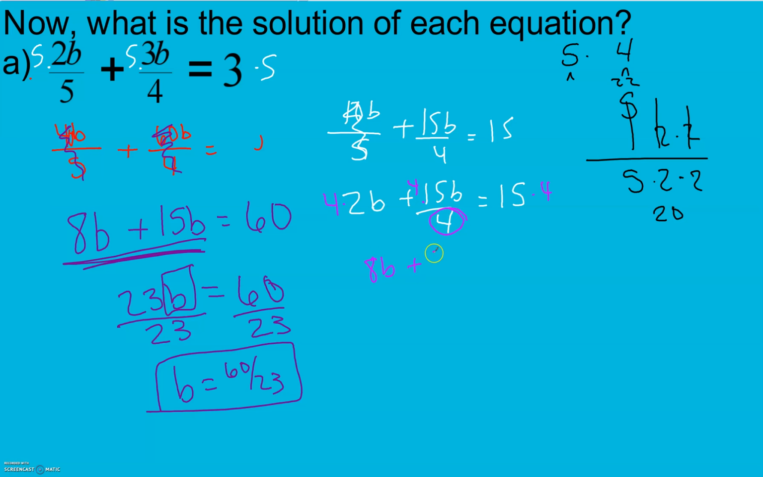8b plus 60b over 4 equals 60. 60 divided by 4 gives me 15b. So I get to the exact same spot I did with my least common multiple. It's just an extra step, which is okay. It still gets us to where we're going. So if you're not comfortable with that least common multiple, you can clear them individually.